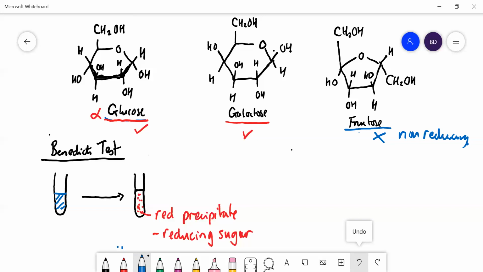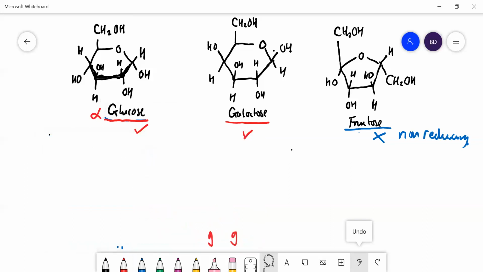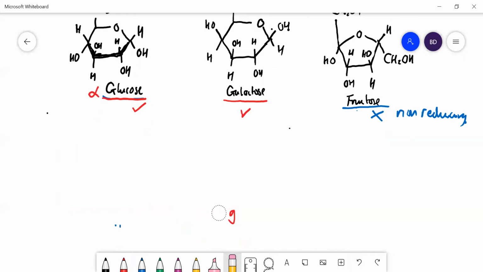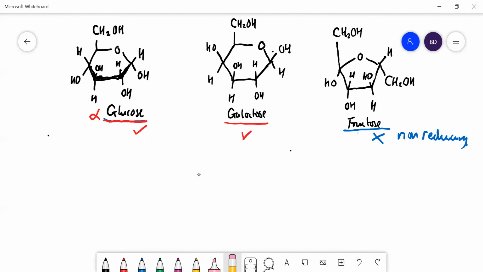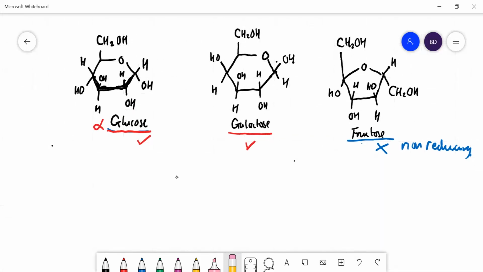Okay, so now let's talk about disaccharides. Disaccharides are formed when you join 2 monosaccharides together. So we'll have a look at those. Right, so what I'm going to do is form sucrose. So sucrose is the sugar that you put in your tea, and a lot of plants make sucrose. During photosynthesis they initially make glucose, which is converted into starch first, and then converted into sucrose.